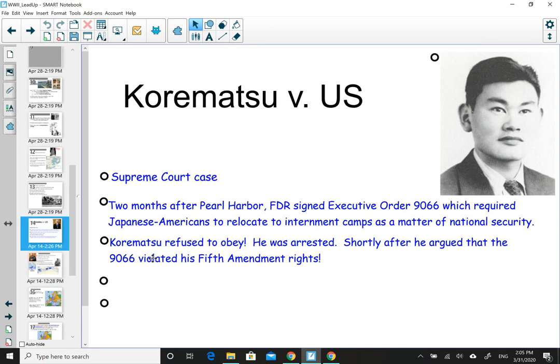His case went all the way to the Supreme Court, and the Supreme Court found in favor of the U.S. government. The internment camps continued to operate even up until March of 1946, nearly 6 months after the end of the war. Side note, the United States officially apologized for the internment in August of 1988 when Congress granted detainees a modest reparation.